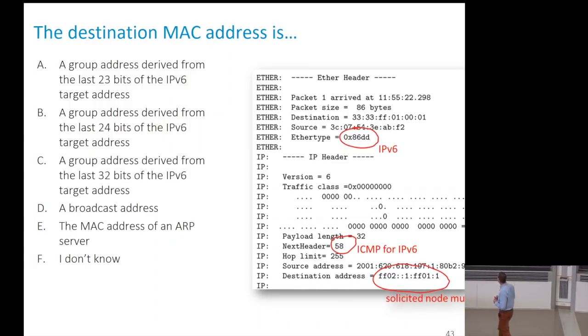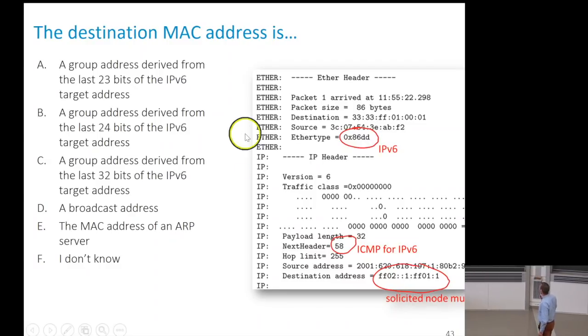Here is a Wireshark or pretty printed thing that I've done on a computer here. We see an Ethernet packet that contains an IP packet. We see that the ether type is indicating IPv6, so it's an IPv6 packet here. We see that it's ICMP because the next header, which is the protocol type of IPv6, is this. We see that the destination address is that one, FF02, which is a multicast address.